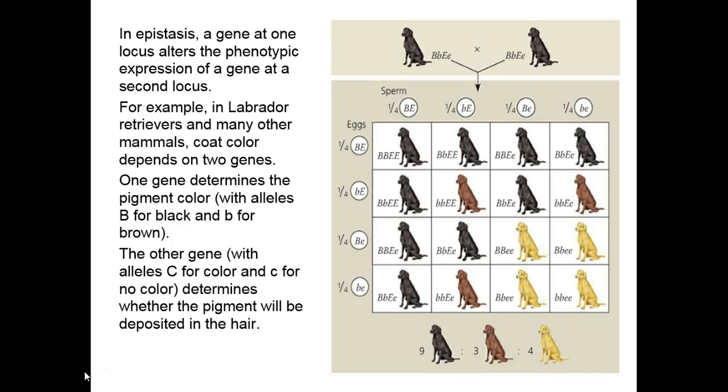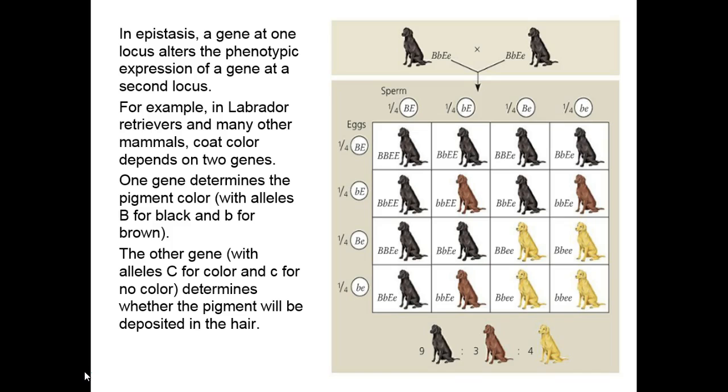Another concept is epistasis, the idea where a gene at one locus alters the phenotype expression of a gene at a second. We are all familiar with Labradors. We all love Labradors. They're adorable dogs. Well, you have your classic black lab, you have your chocolate lab, and then you have your blonde lab, or white lab, I guess it's called.